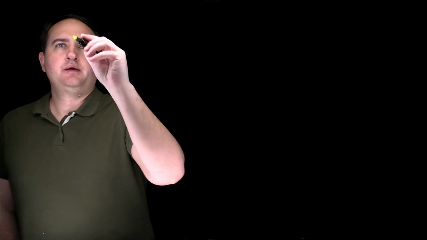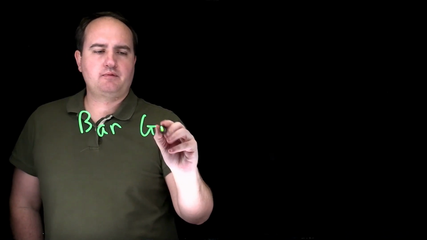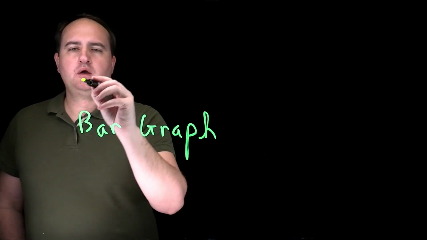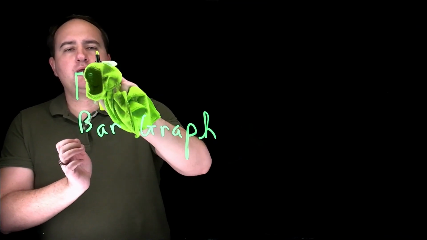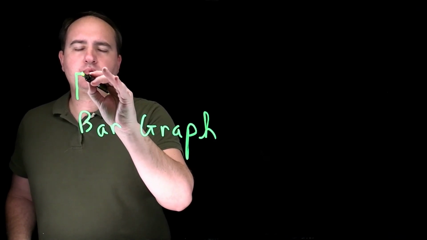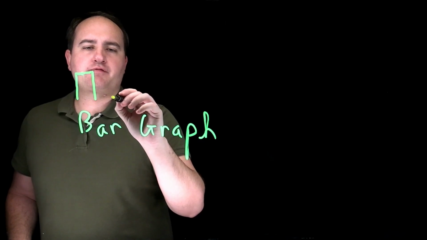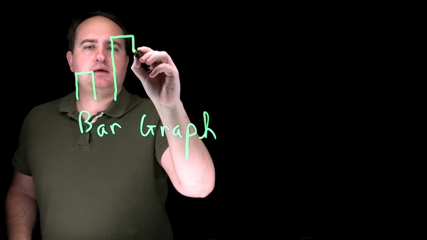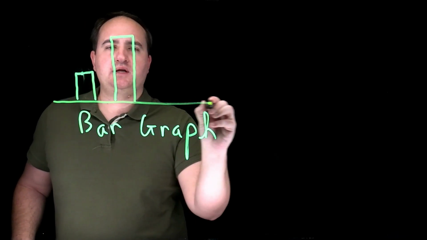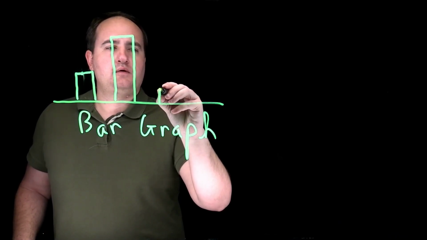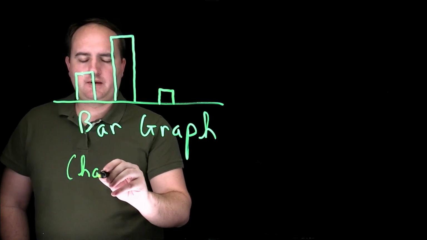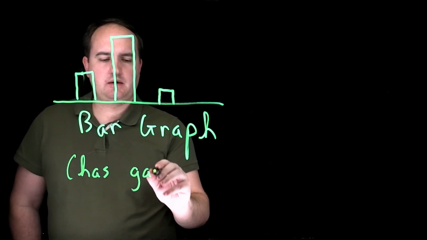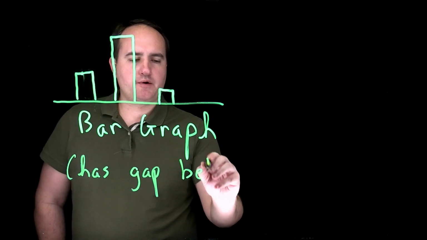So in particular, what we're talking about is a bar graph has gaps. So a bar graph would also have vertical bars, but the height of each bar wouldn't be representing a frequency in most cases. And with a bar graph, there are usually going to be gaps in between each bar. So a bar graph would look like this. So for a bar graph, it has a gap between each bar.